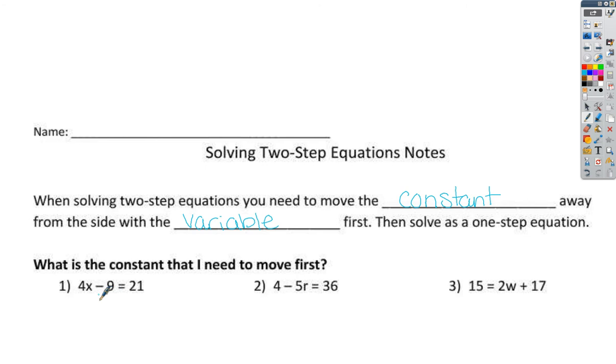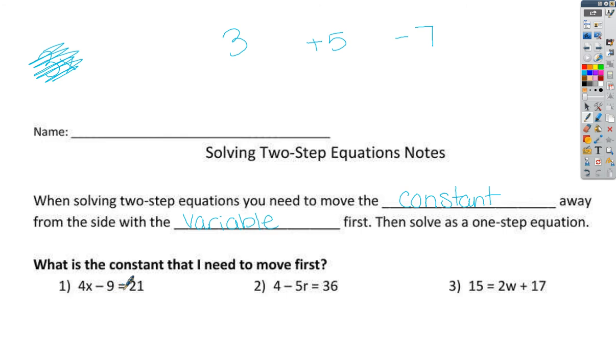And remember, a constant is just a number that doesn't have anything connected to it. So it doesn't have a variable. So a constant would be like 3, or plus 5, or negative 7. If it was 3x, this would be the coefficient. We're looking for only the constant, nothing with a variable connected to it. So this 4x would have a coefficient and a variable. We just want the constant.